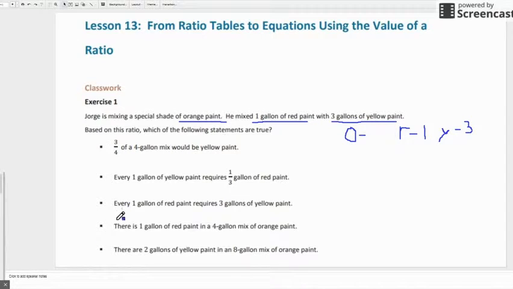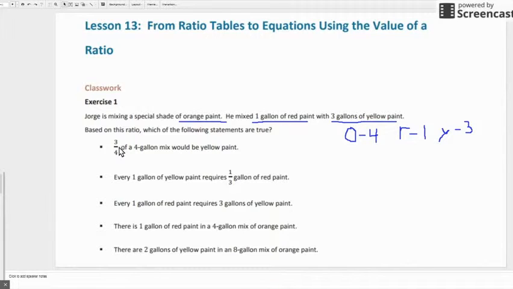It says, based on this ratio, which of the following statements is true? Well, if he's mixing 1 gallon of red with 3 gallons of yellow, the question is how many gallons of orange will he have? If we're mixing 1 and 3, we add them together. 1 plus 3 is 4. So we have these quantities: after they make the mix, we have 4 gallons of orange. We used 1 gallon of red and 3 gallons of yellow. Based on those numbers, we should be able to answer the following questions. So let's look at these questions with me.